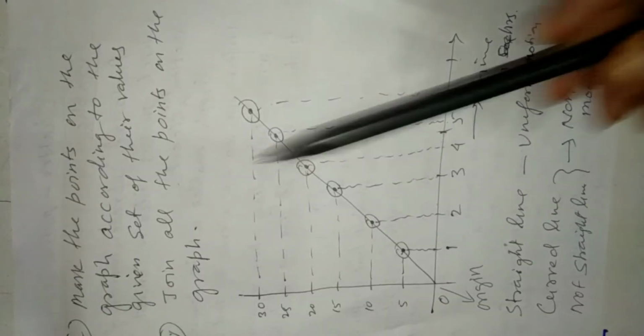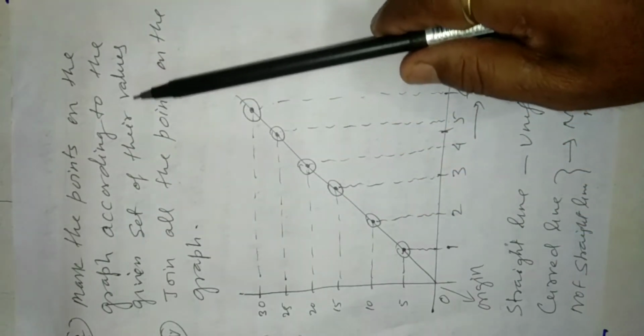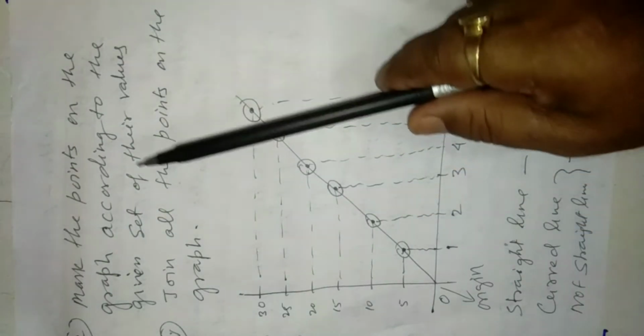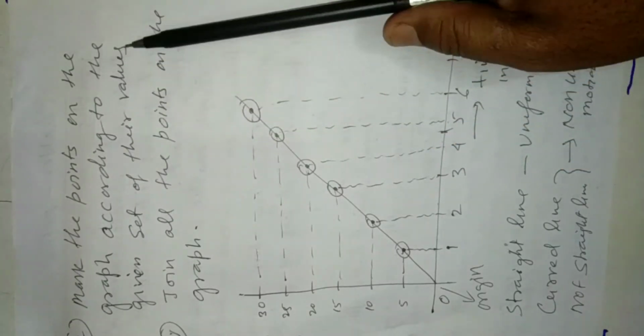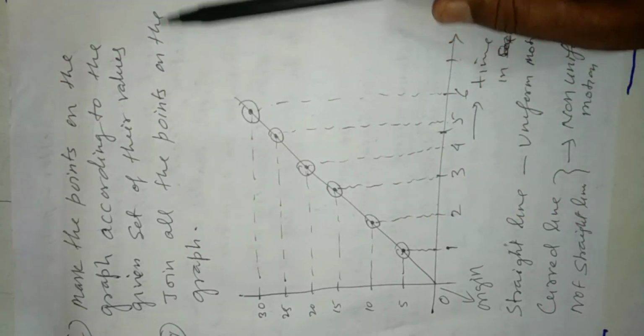Here is the next point. The fourth point is to mark the points on the graph according to the given set of their values. This means the values of distance and time will be given, and you have to mark them on the graph, and then after marking, join all the points on the graph.